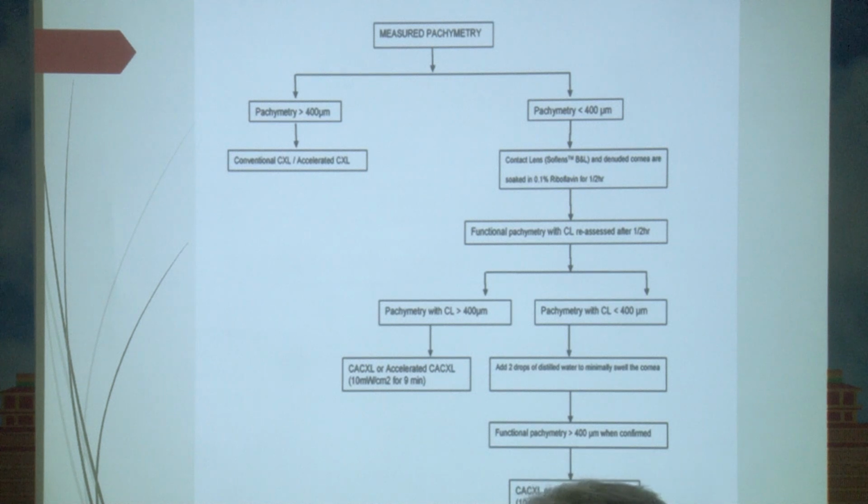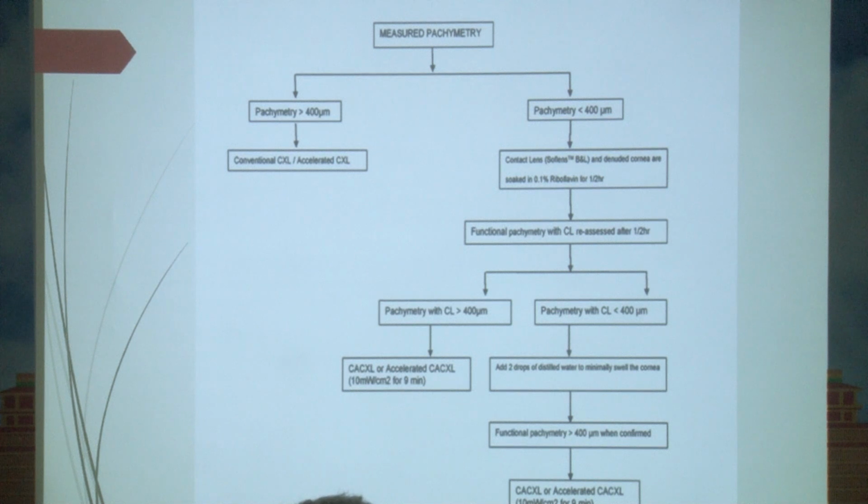So this is the algorithm for contact lens assisted cross-linking. If pachymetry is more than 400 microns after removing epithelium, we can go for a conventional CXL. But if the pachymetry falls short of 400 microns after removal of epithelium, then we have to think of a contact lens. So we take up these patients for contact lens assisted cross-linking. After applying riboflavin, intraoperative pachymetry is a must. If after applying riboflavin for more than 30 minutes we see that the pachymetry is above 400 microns, we go ahead with the cross-linking.